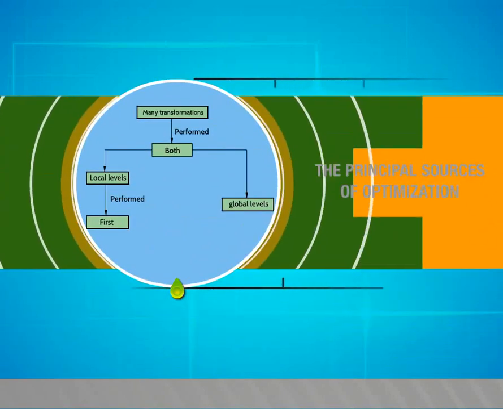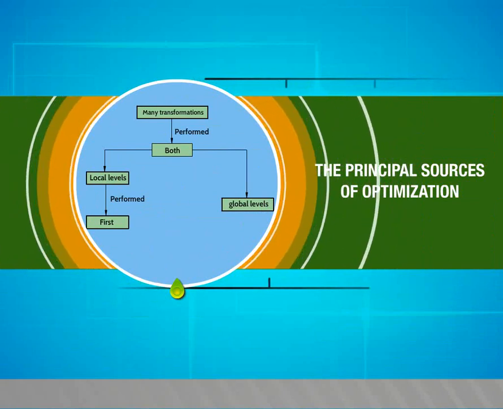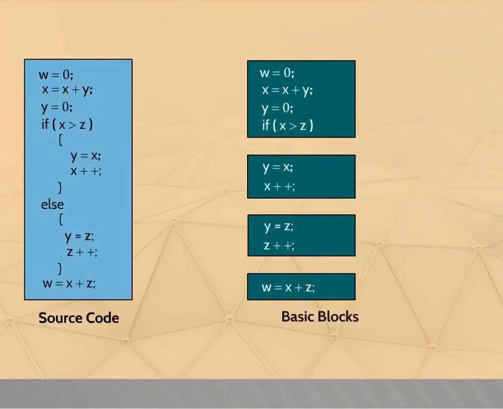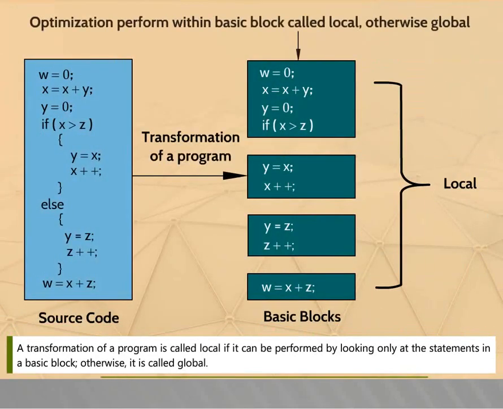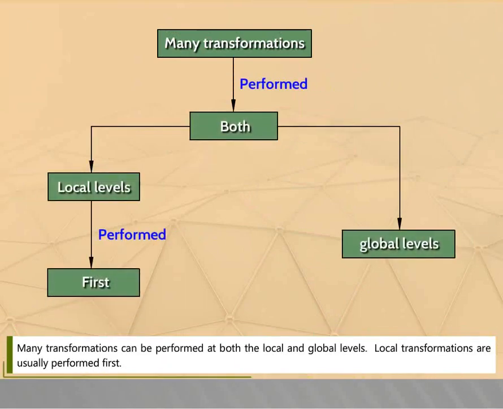The principal sources of optimization. In this video, we are going to see about the principal sources of optimization. A transformation of a program is called local if it can be performed by looking only at the statements in a basic block, otherwise it is called global. Many transformations can be performed at both the local and global levels. Local transformations are usually performed first.